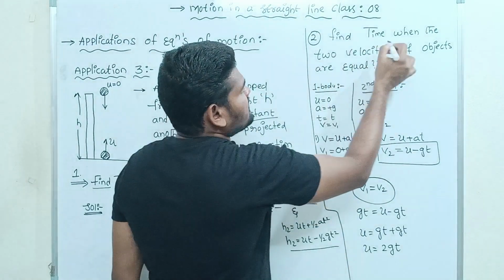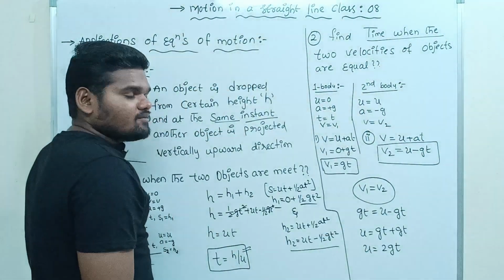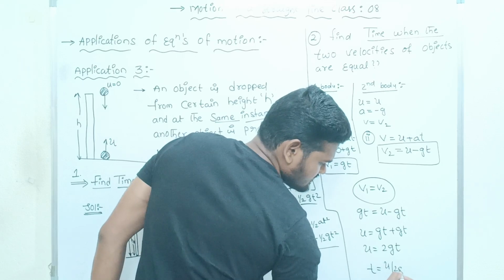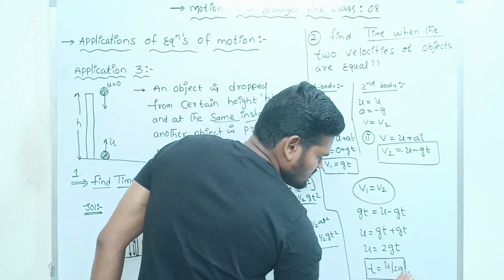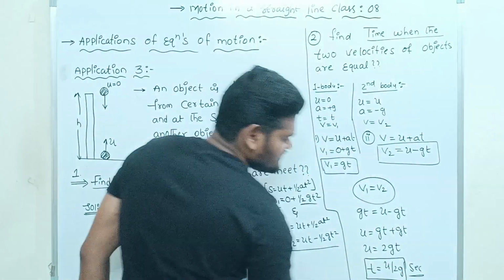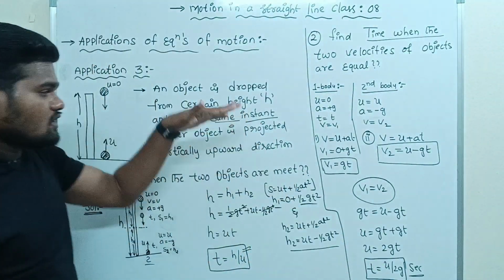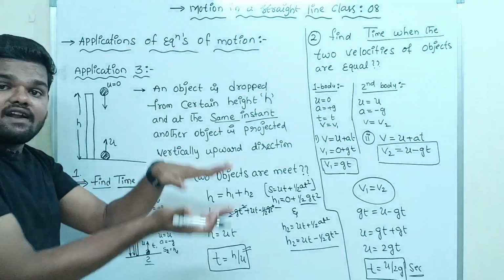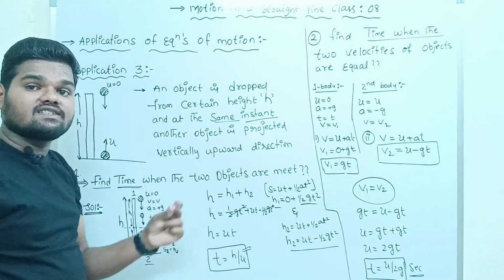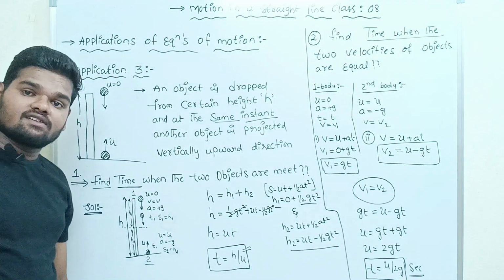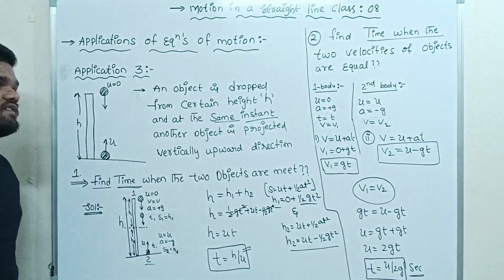What we have to find is the time when the two velocities of the objects are the same. So we got t is equal to u by 2g seconds. At this time, the two velocities of the objects become the same. Are you getting it? Any doubts? Right. So pause the video and write the notes.